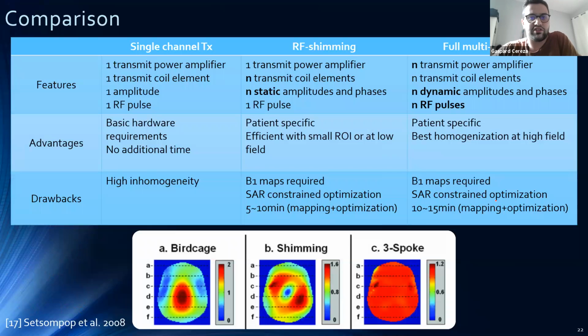All right, so here is just a small comparison to see what changes between the single channel transmit, the RF shimming, and the full multi-channel transmit. So basically, that's just a summary of what I went through. And here we can observe the results. So here is a single channel transmit, here is an RF shimming, and here is a full multi-channel transmit using free Spock pulses. So we can see that the homogenization is much better. It's at 7T, by the way.